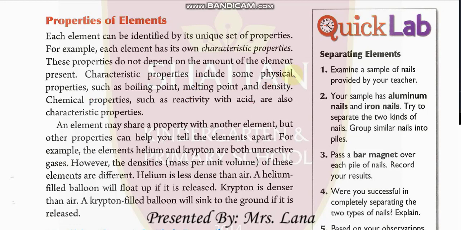An element may share a property with another element, but other properties can help you tell the elements apart. For example, the elements helium and krypton are both unreactive. Both of them are gases but unreactive. However, the densities of these two elements are different. The mass per unit volume of these elements is different.